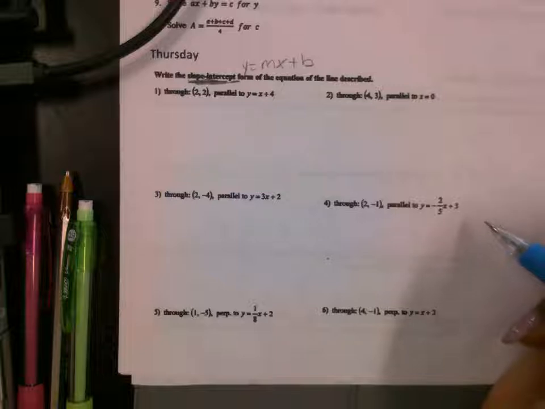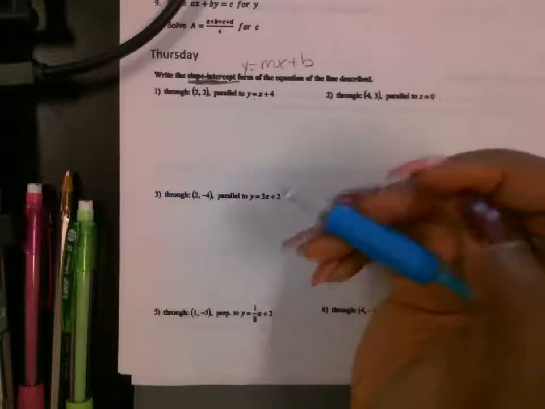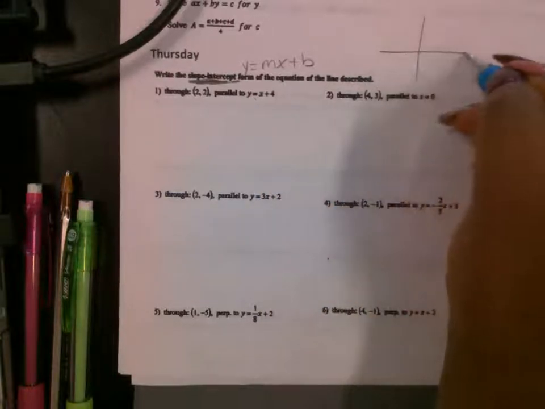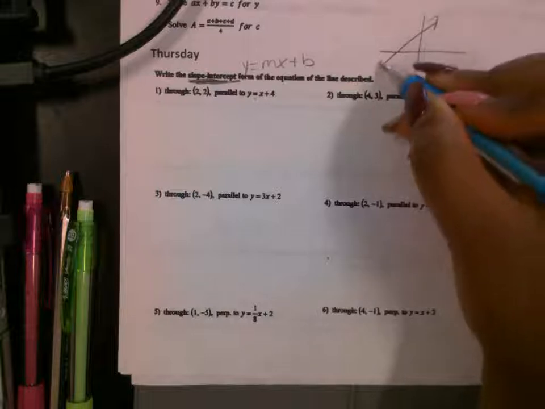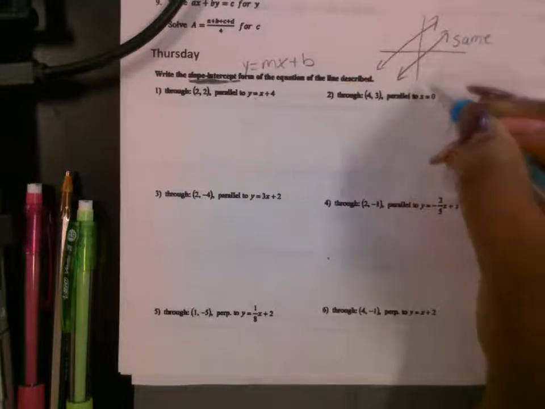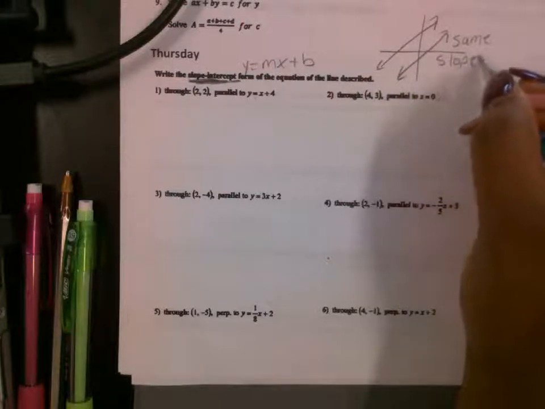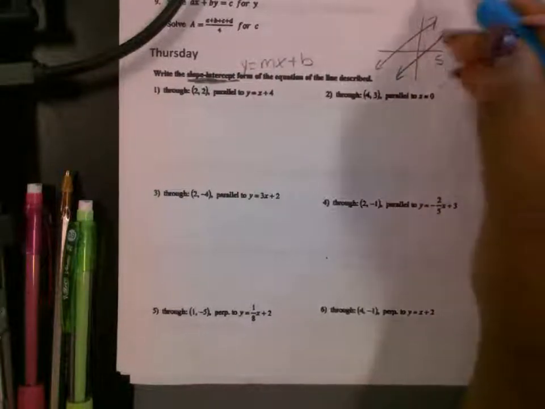And we are going to write lines that are parallel to the line that is given. If the lines are parallel to each other, that means that they have the same slope. Okay? They're never going to run into each other. They have the same rise over run, same slopes.